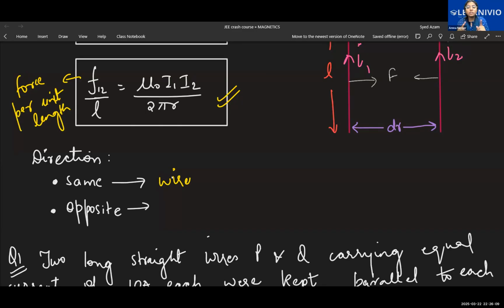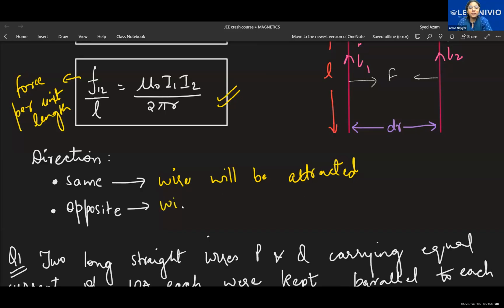If in both of the wires the current direction is the same, then the wires will be attracted towards each other. And if you see two wires of the same segment having current, same length, with a small separation, but the currents are traveling in opposite directions, one upwards and the other downwards, you will notice the wire is getting repelled.